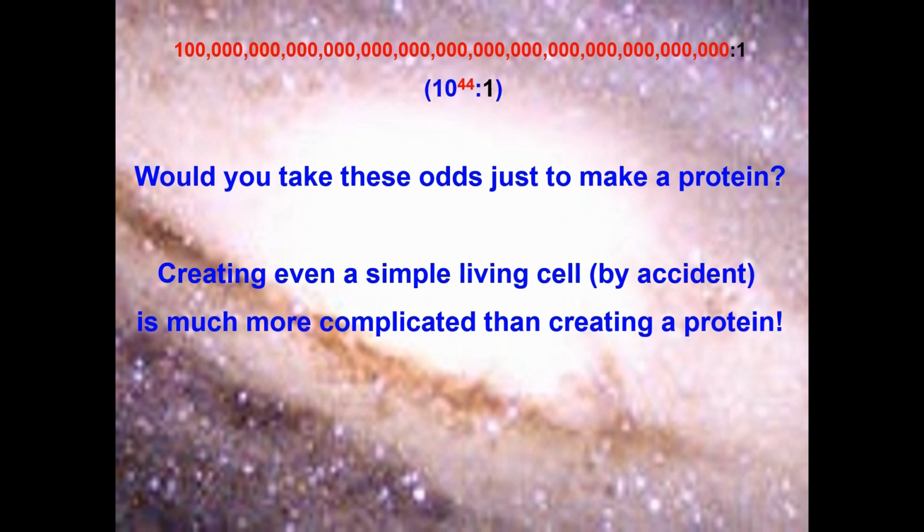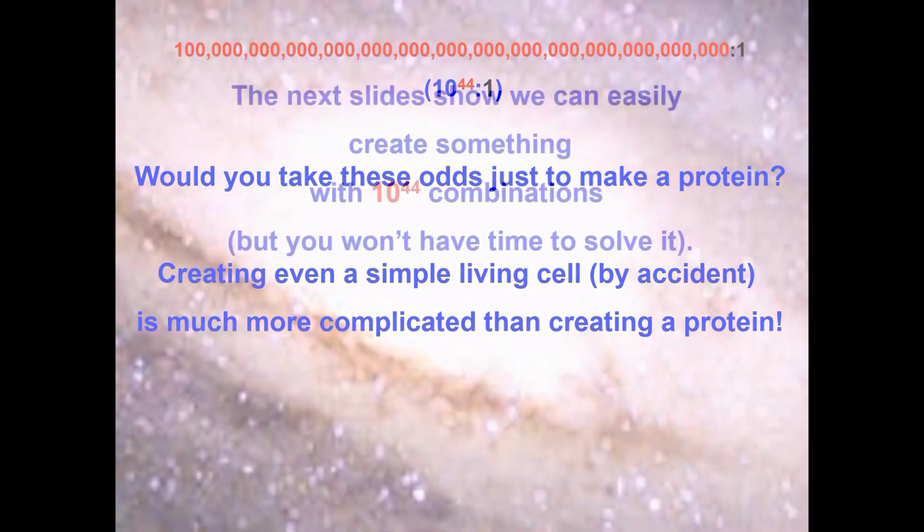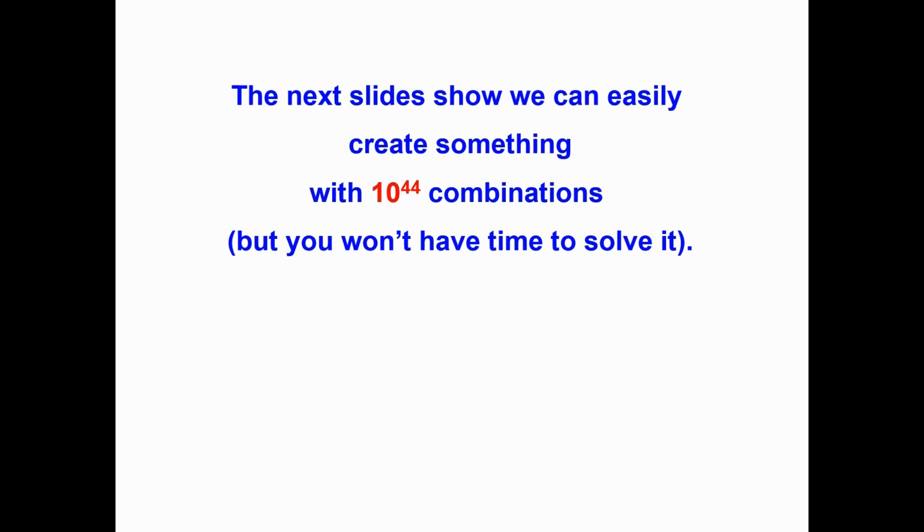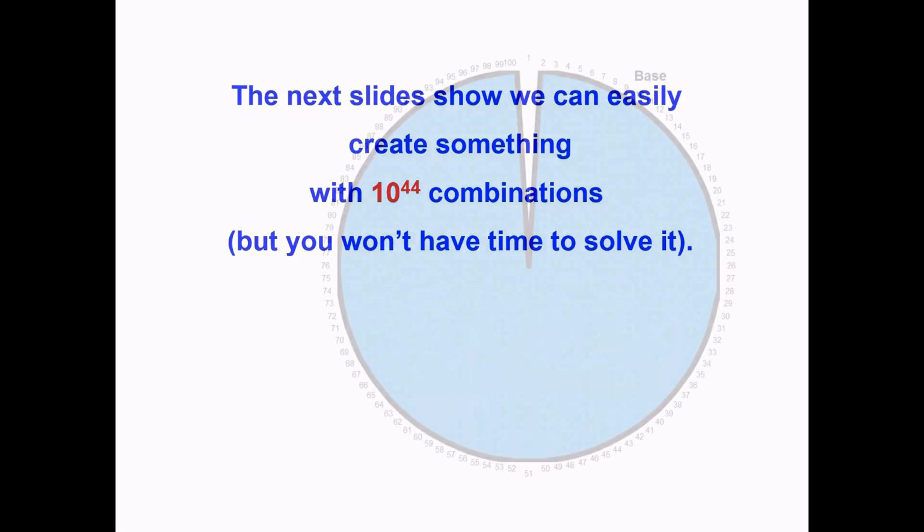Creating even a simple living cell by accident is much more complicated than creating a protein. The next slides show that we can easily invent or create something with 10 to the 44th combinations, although we'd never have time to solve it by dumb luck.